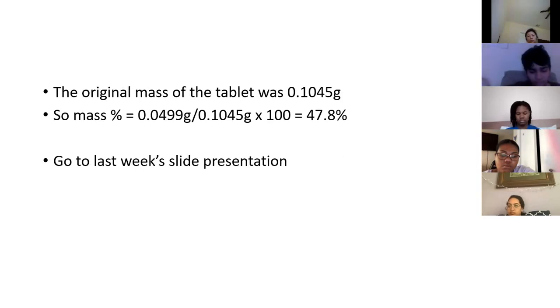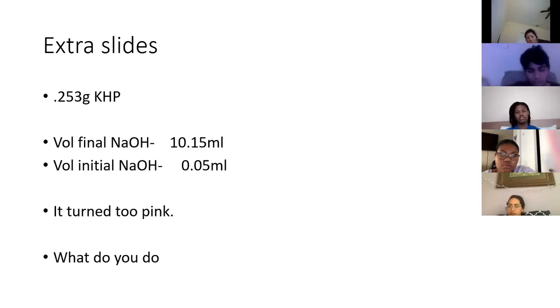If I want the mass percent, all I got to do is take the amount that I determined to be calcium carbonate and divide that by the mass of the tablet. That gives me a weight percent. Okay, that should be it.